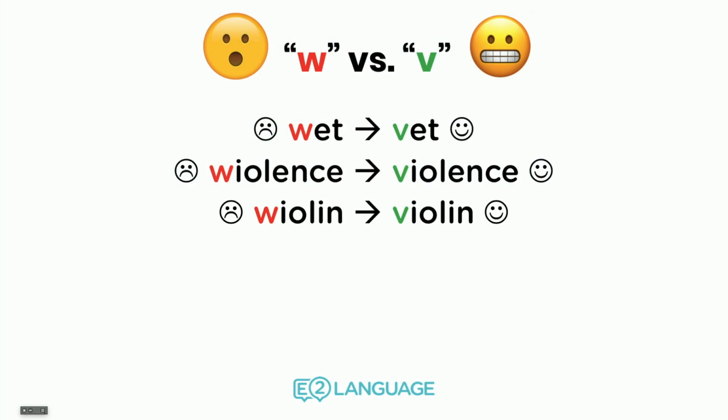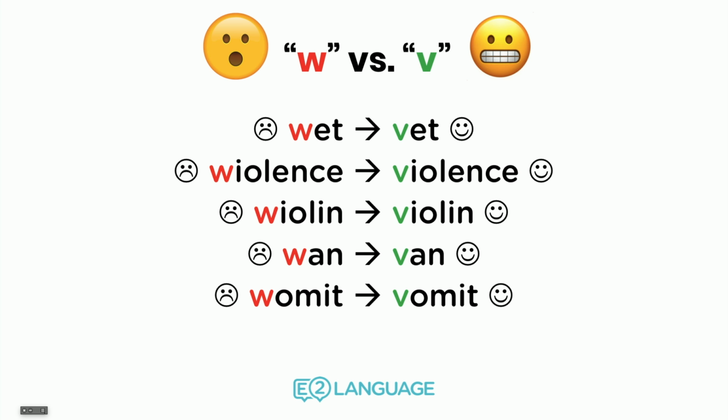Don't say violin, say violin. Violin, violin. Don't say wan, say van. Wan, van. Don't say vomit, say vomit. Vomit, vomit. Don't say very, say very. Very, very.